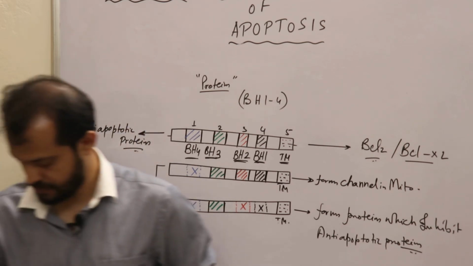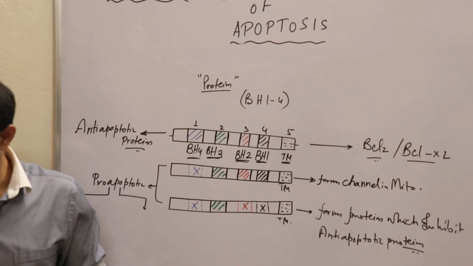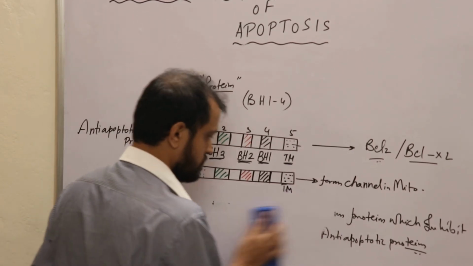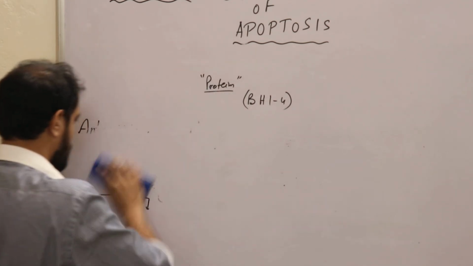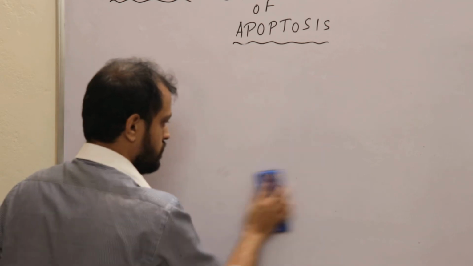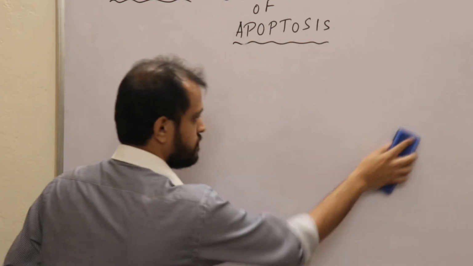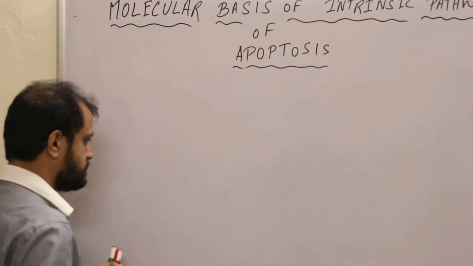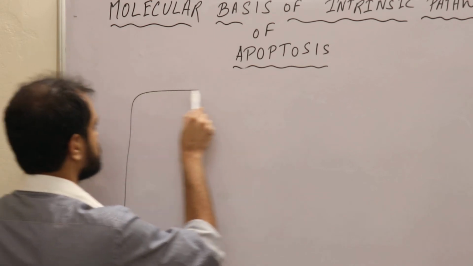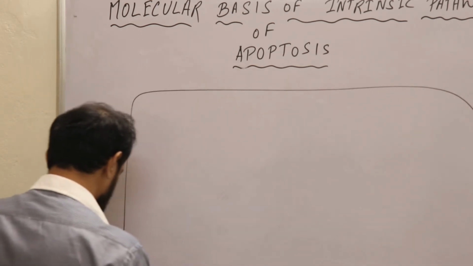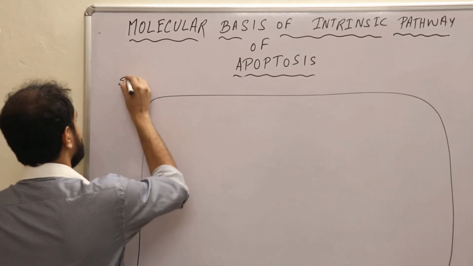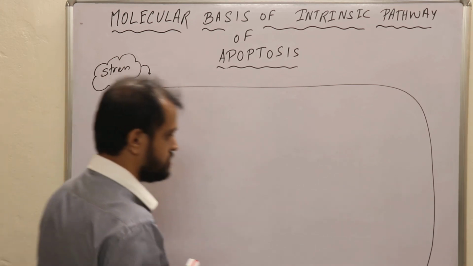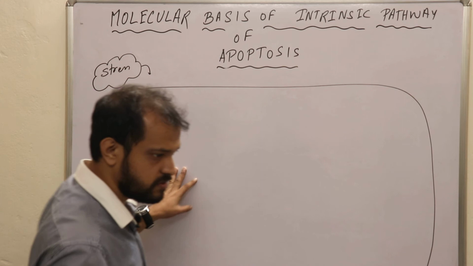Okay, now we will be talking in great detail about the intrinsic pathway. Okay. Now we should talk about the intrinsic pathway. Okay. Now listen. Suppose this is a cell, and suppose it is under stress. It is under stress, and it cannot take the stress anymore, and so this old cell has decided to undergo apoptosis.